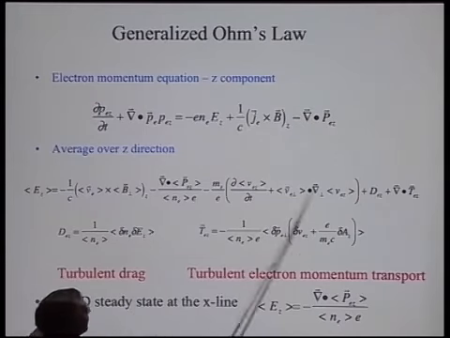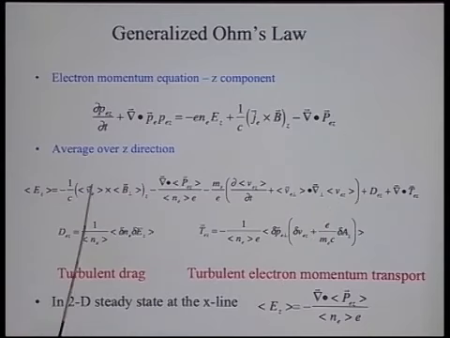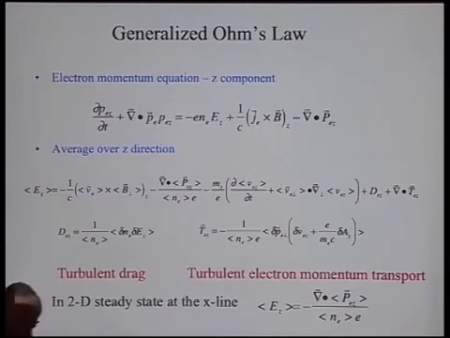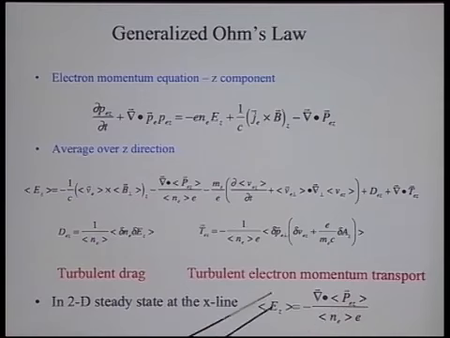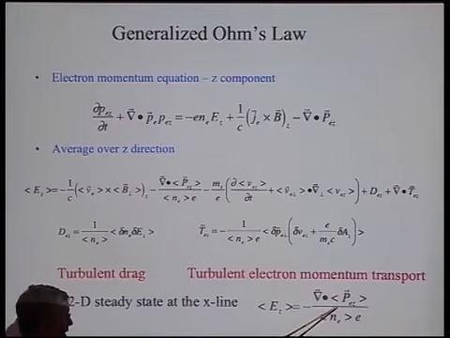So all this stuff goes away. That's gone. This goes to 0 because B goes to 0 at the x line. And you're left with this must balance that. And so that's what I would call thermal momentum transport. And it's been well verified in the typical 2D simulations in steady state that in fact these two do balance.